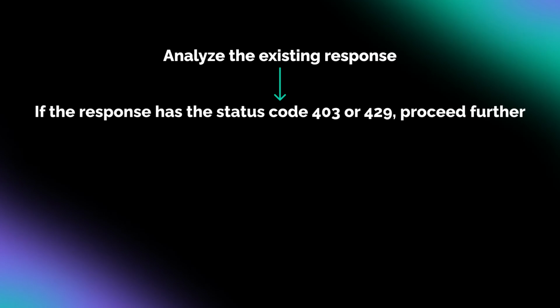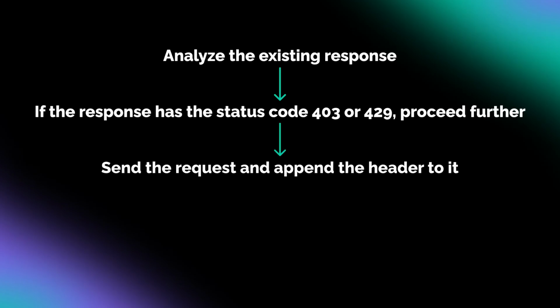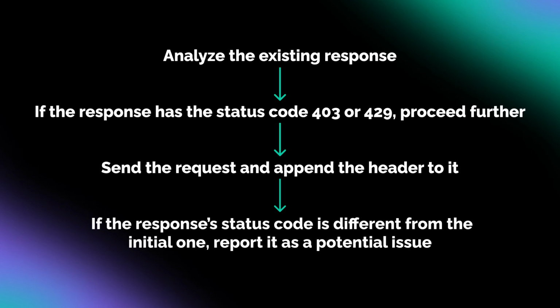Let's implement the following simple logic. First things first, we need to analyze the existing response. Second, if the response has a status code 403 or 429, we need to proceed further. Third, send the request and append the header to it. Finally, if the response's status code is different from the initial one, report it as a potential issue.